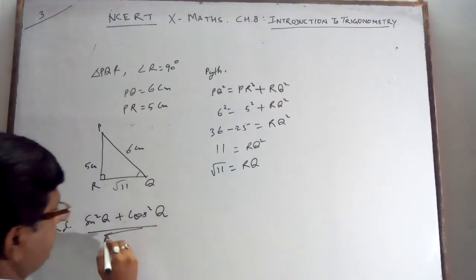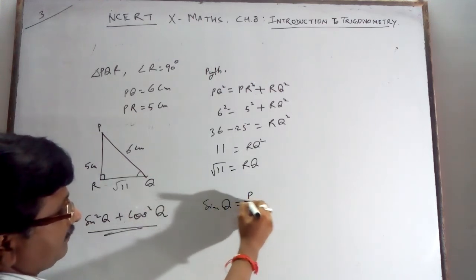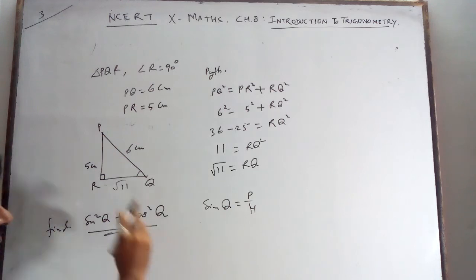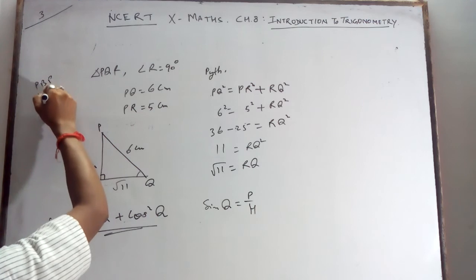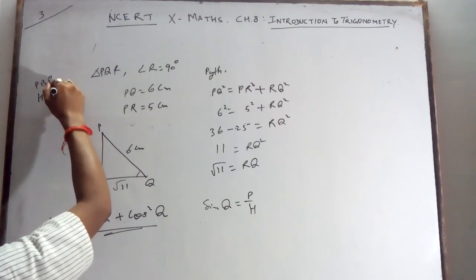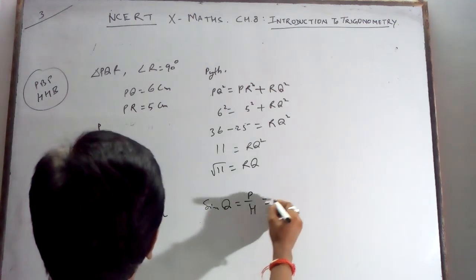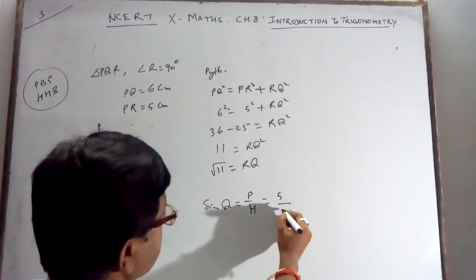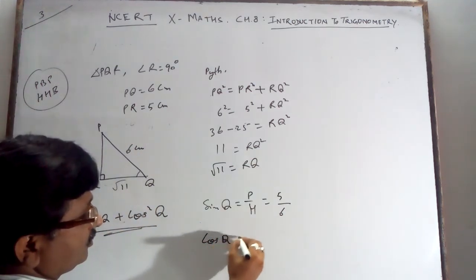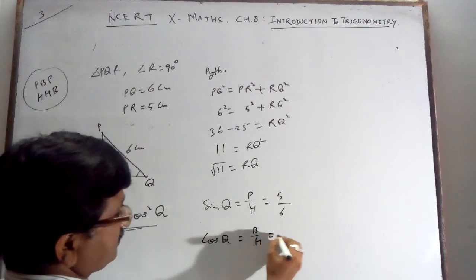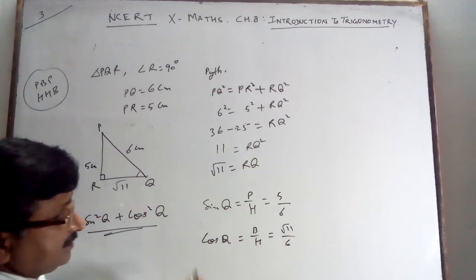Now first of all find sin Q. What is sin Q? P upon H. By Pandit Badri Prasad Harar Bole, in the corner you write down PBP, HHB, continuously, and then you check from here. P upon H, what is the P? 5 upon 6. Cos Q is B upon H. What is the B? Root 11 upon 6.